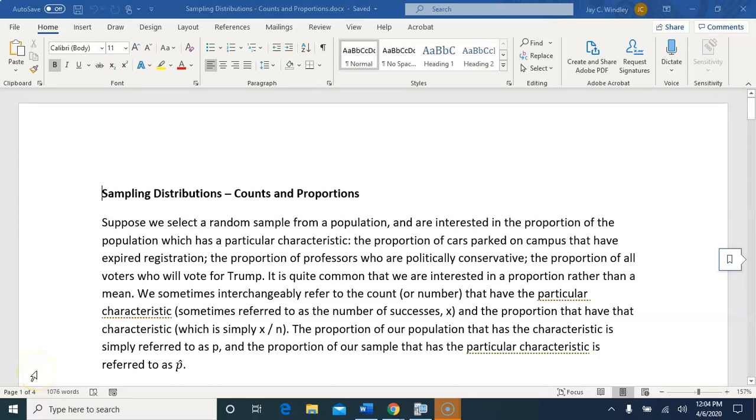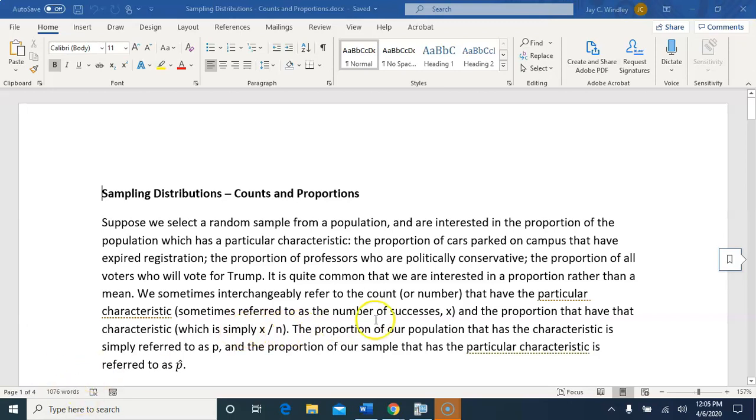So I wanted to wrap up our discussion of sampling distributions by talking about sampling distributions for counts and proportions. Often something that we're interested in knowing about the population is not the average of something in the population, but rather the proportion of something in the population. For example, what proportion of all voters are going to vote for Trump?